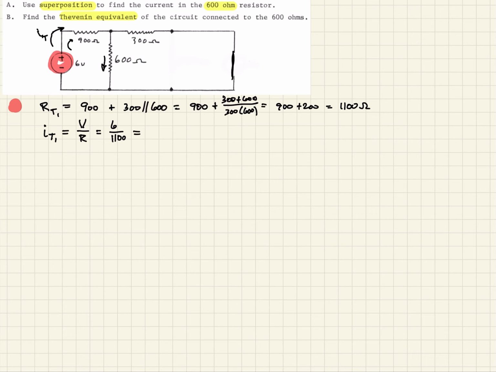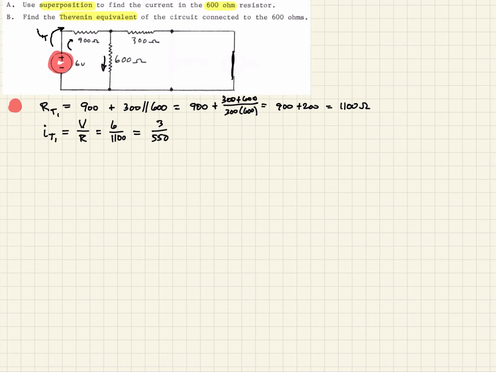We could rewrite that then as 3 over 550. And we'll leave it at that. Okay, so that's the total current.